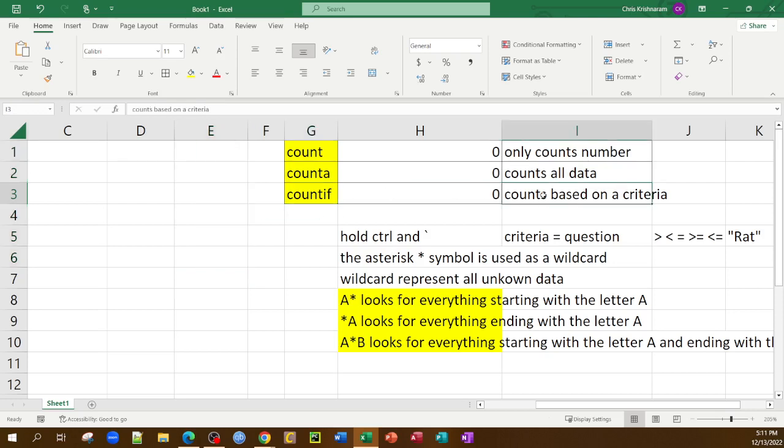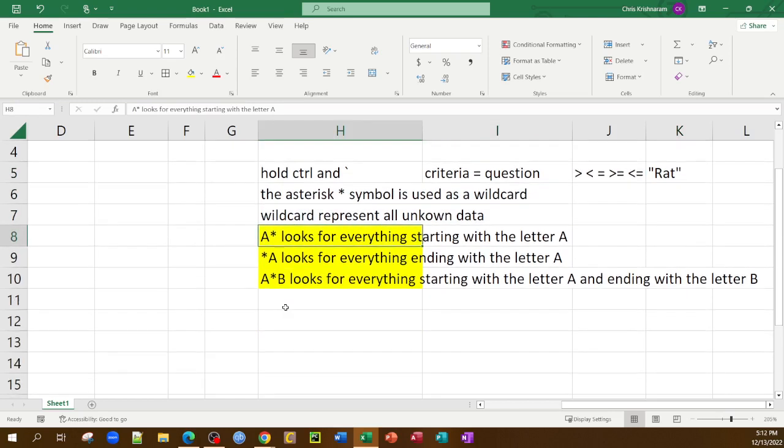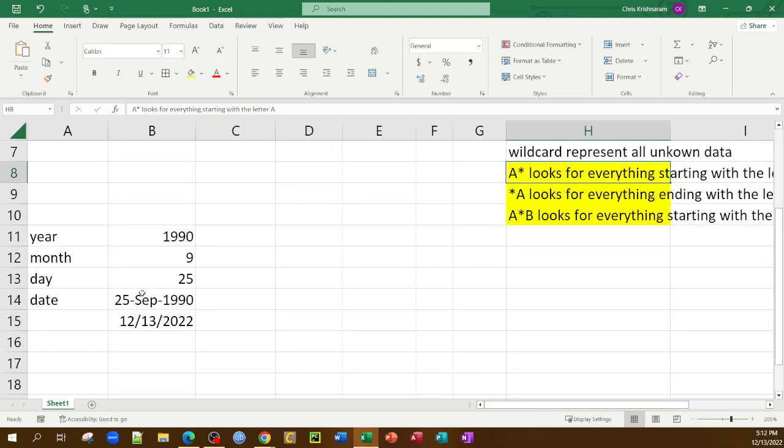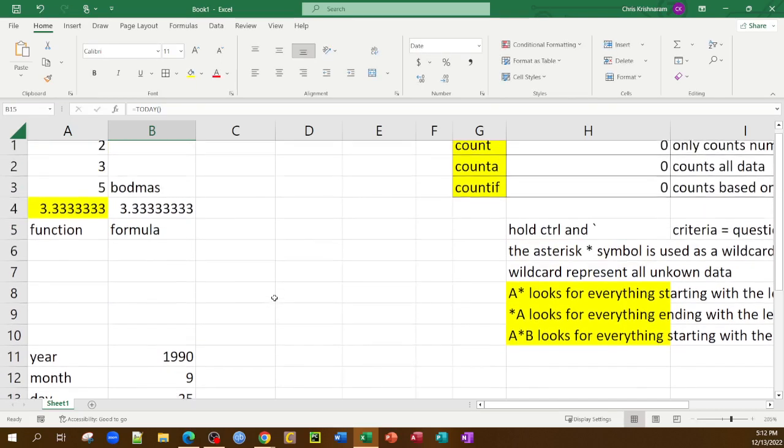COUNTIF counts based on a criteria. What is a criteria? A criteria is basically a question. If something is greater than, less than, equal to, not equal to. Remember, you can also search for a particular word or letter, and you can use the wildcard if you don't know what you're looking for. If you want to find something starting or ending with a particular letter, you would make use of the wildcard. Then lastly, we looked at the DATE function, which creates the date based on information in 3 cells. And then we looked at the TODAY function, which gives you the current date.